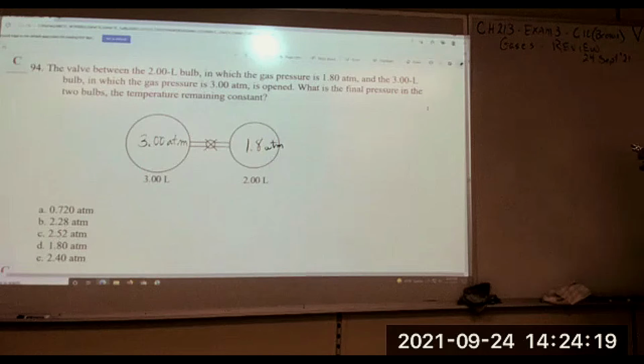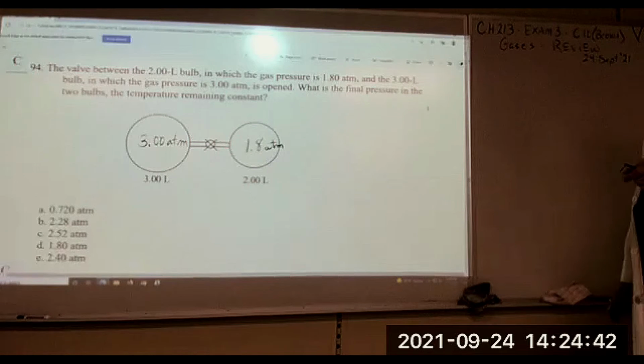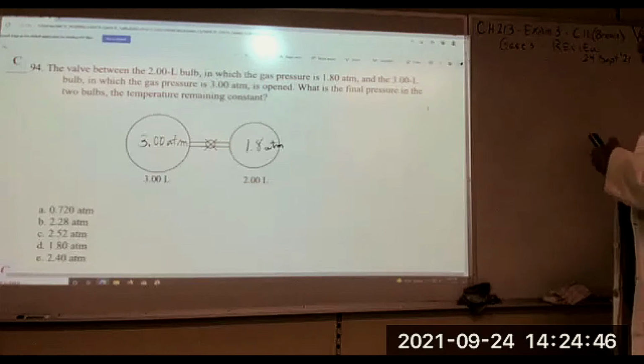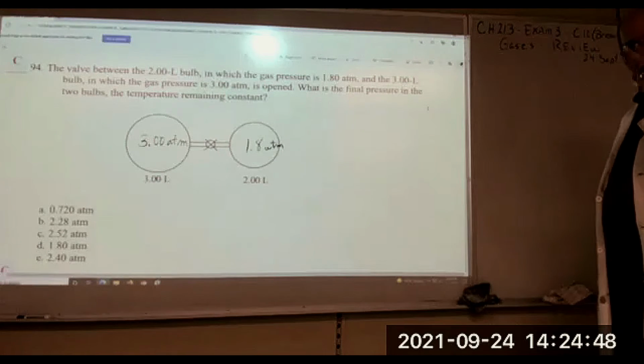Okay, so with the question of what's the final pressure in the two bulbs if the temperature remains constant? Okay, how do we answer this one? Well, we know qualitatively that the value is going to be somewhere between 3 and 1.8. We just don't know what it is yet. So how do we approach this problem? We approach the problem in 2 steps.